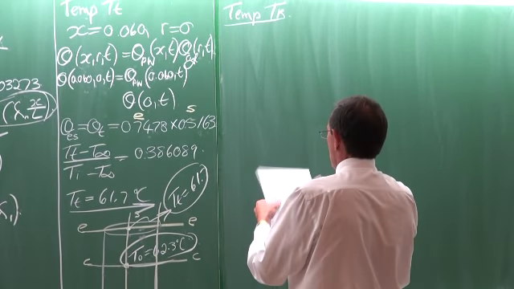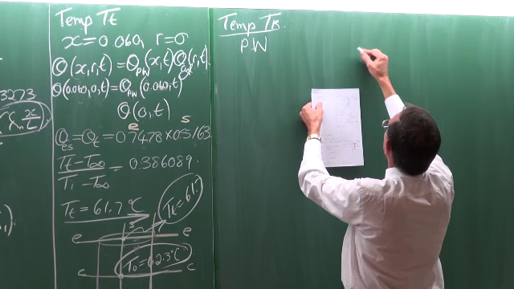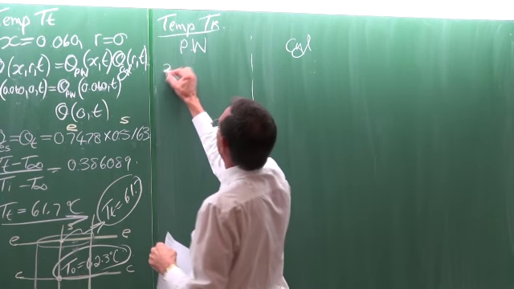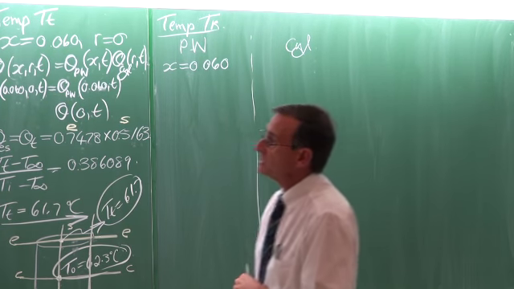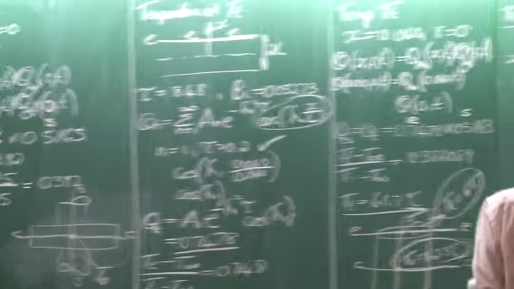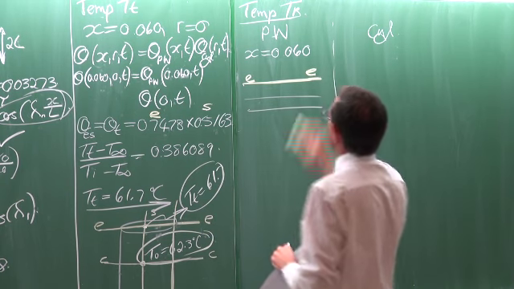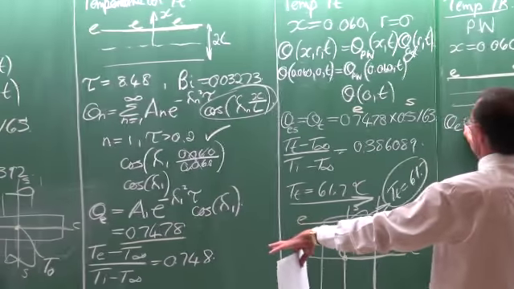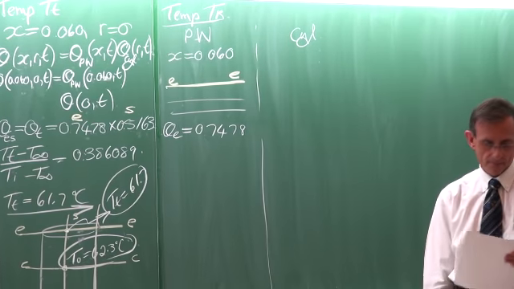Okay. So, at TR, again, we have the plane wall case and we've got the cylinder. Now, the plane wall case would be for X equals 60 millimeters, and that would be this solution here. So if we look at that, then it would be that line there. And that would be a non-dimensionalized temperature of 0.7478.